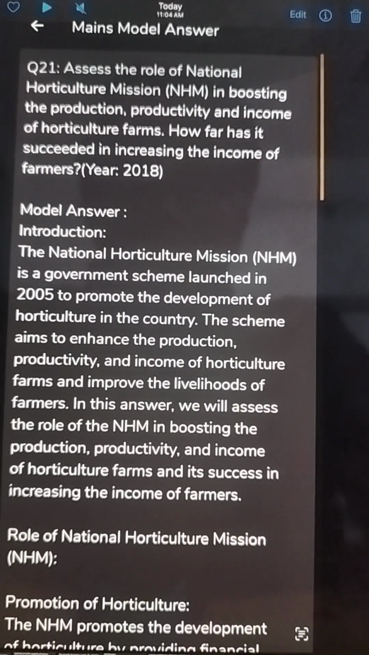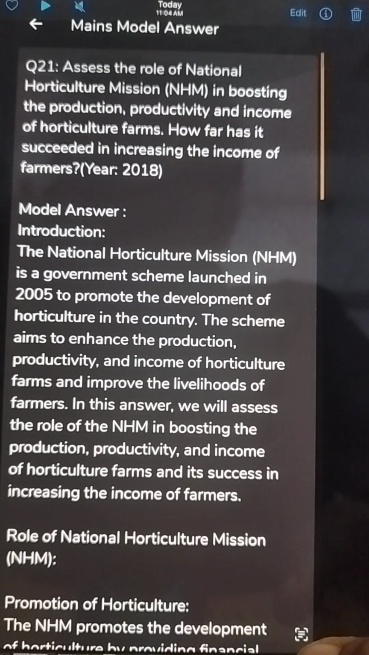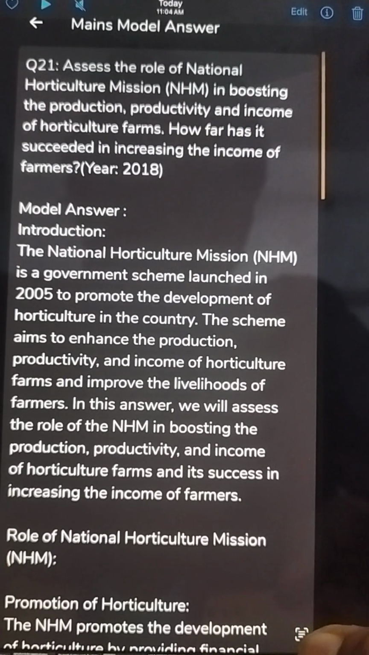The next question: assess the role of the National Horticulture Mission in boosting the production, productivity, and income of horticulture farms. How far has it succeeded in increasing the income of farmers?